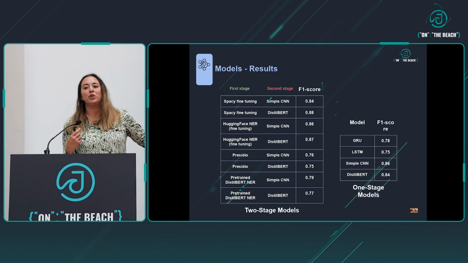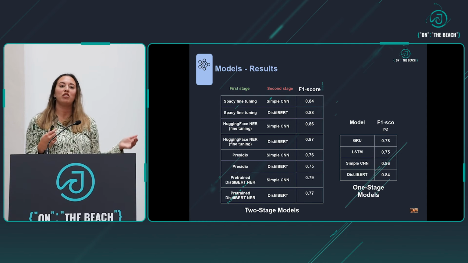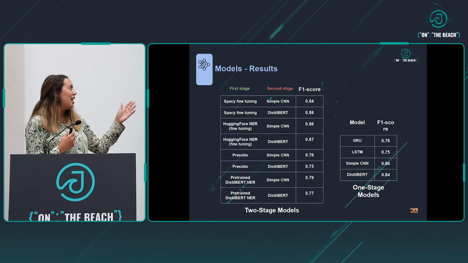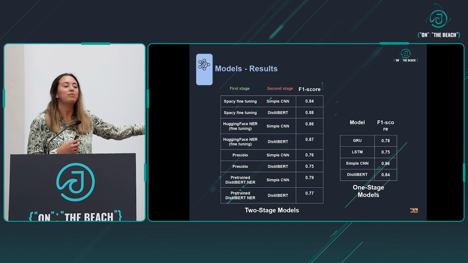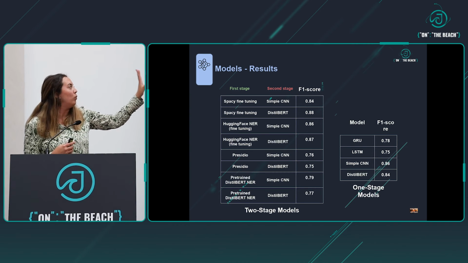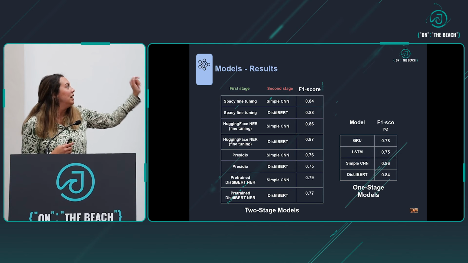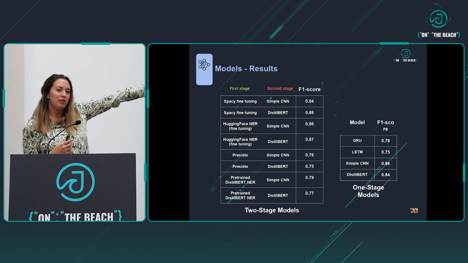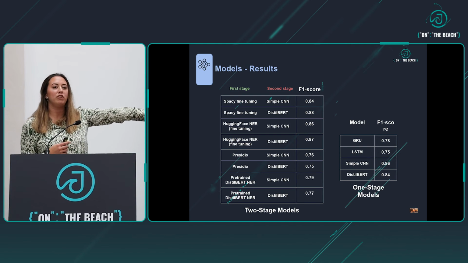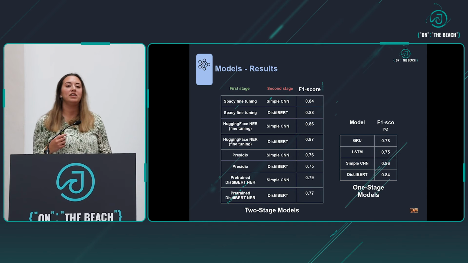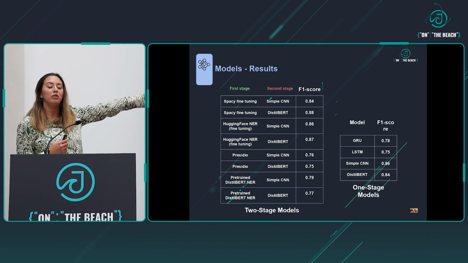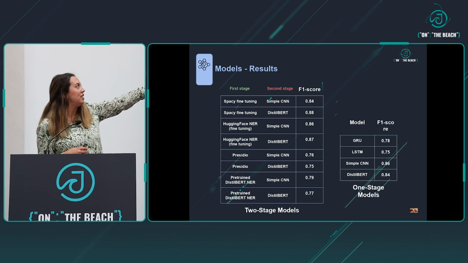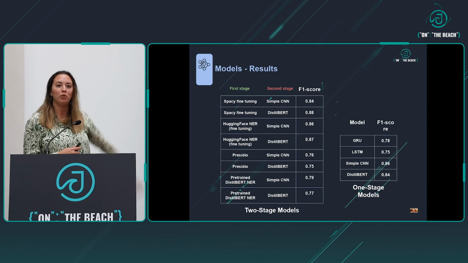For two-stage models, then, we chose to combine named entity recognition models as the first stage and these two base models from the one-stage model. And this is what we got. As you can see, the first four named entity recognition models were fine-tuned by us with the additional data subject. But we additionally wanted to try to compare with pre-trained models that were not fine-tuned by us. And as you can see, the performance was improved.